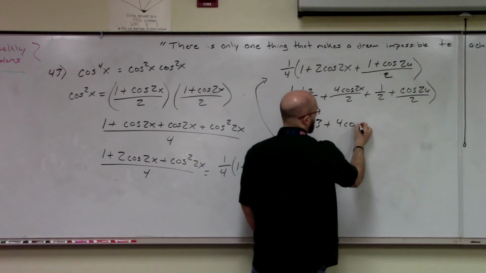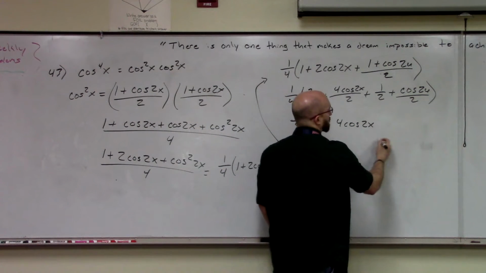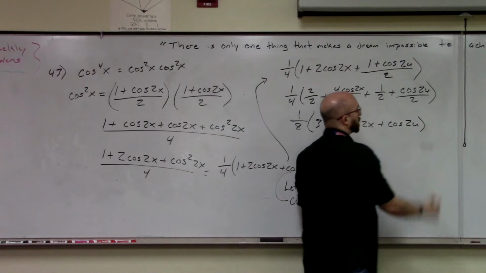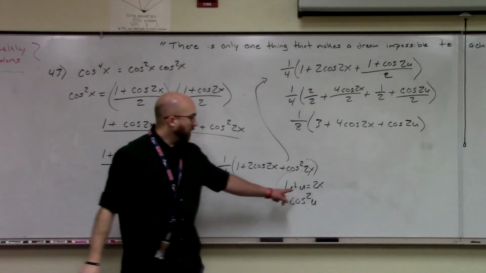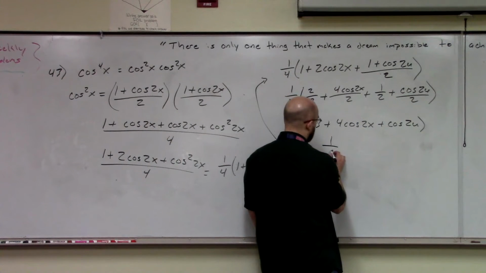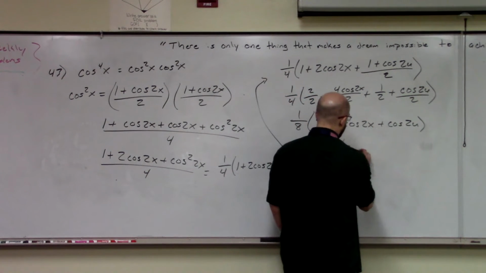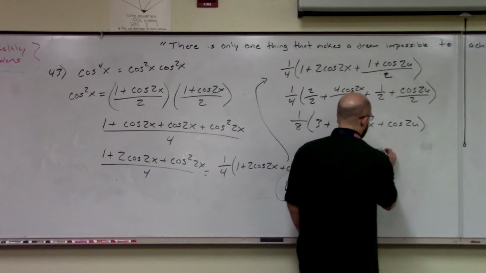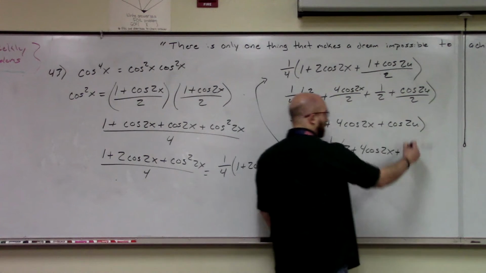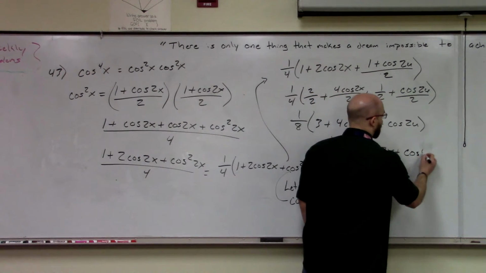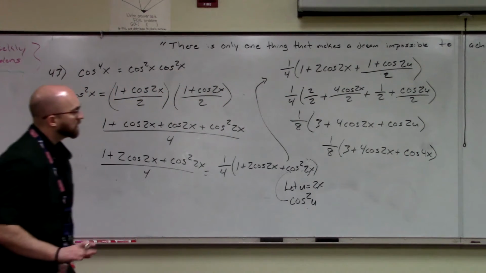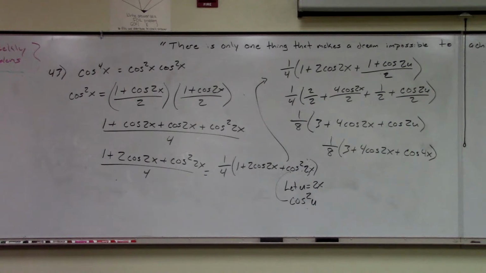4 cosine 2x plus cosine 2u. Our last step. Remember, we let u equal 2x. Let's plug 2x back in. So that means we get 1/8 times 3 plus 4 cosine 2x plus cosine. If I plug 2x back into u, that's going to turn into cosine 4x. Okay? And that problem cannot be reduced any further. That's as far as you go with that problem.